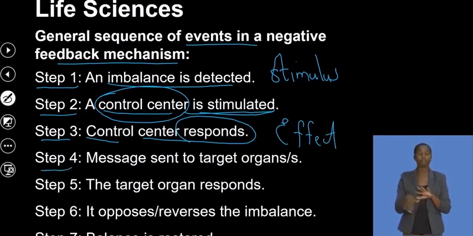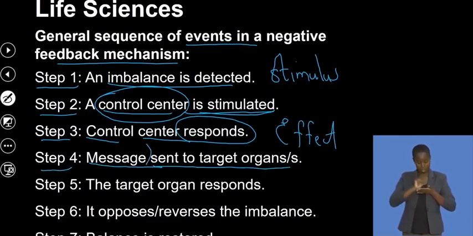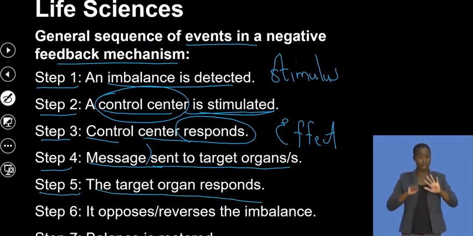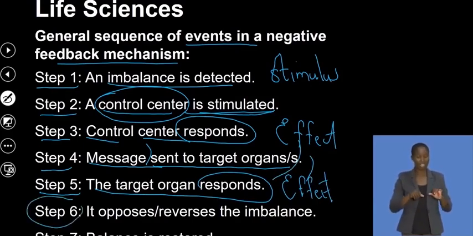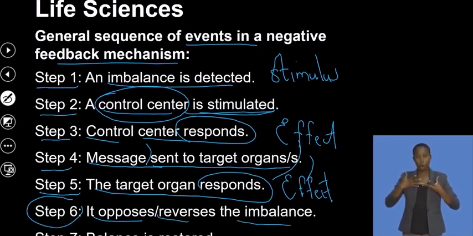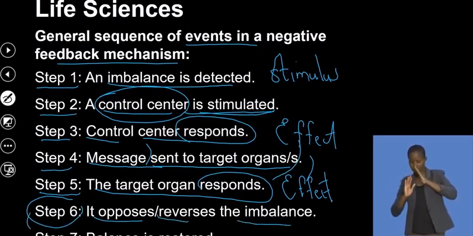The fourth step is that a message is sent to the target organ in the form of either a nerve impulse or an endocrine hormone. Step 5 would be that the target organ responds to that change. So we say that that's the effect that's going to happen. The response will happen from the effect. And then step 6 is it opposes or reverses the imbalance. The last step would be the balance is then restored.